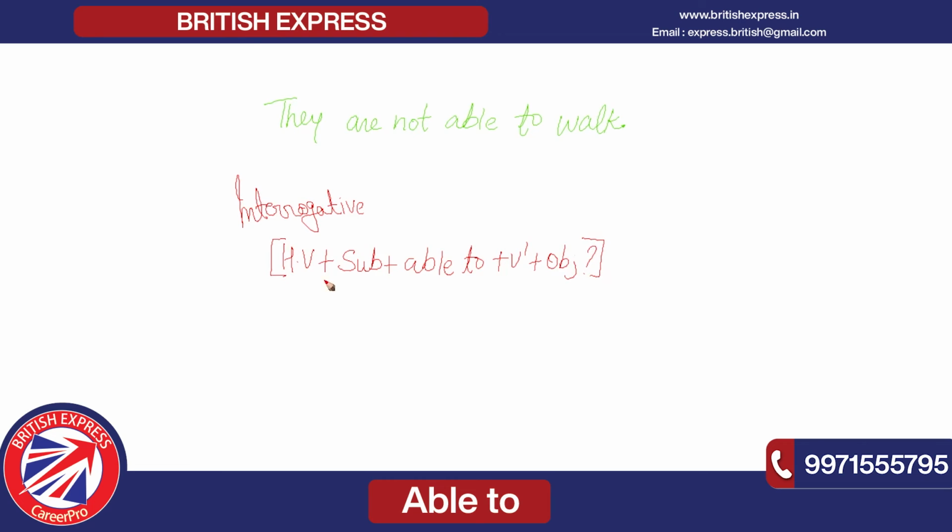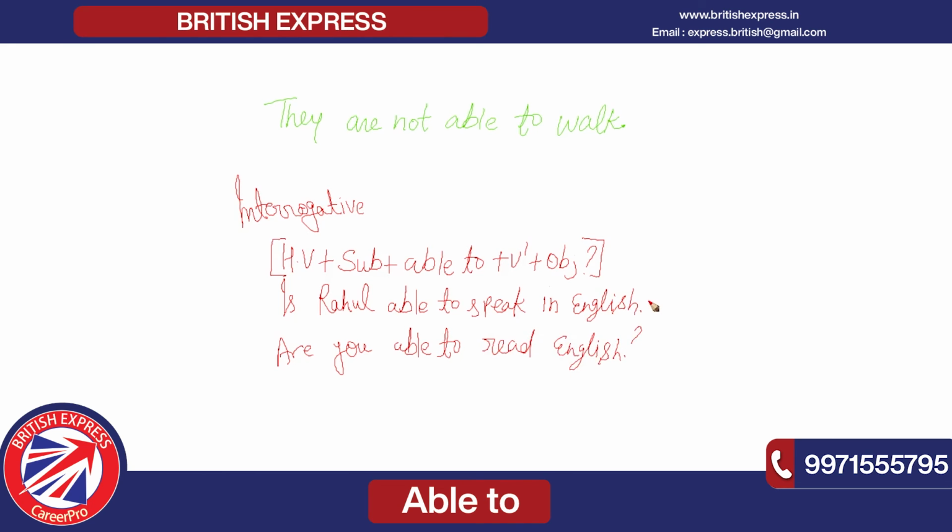Like, I want to know about Rahul's ability, then I can ask, is Rahul able to speak in English? Next, if I want to talk about your abilities, then I can ask, are you able to read English? Got it? And then we have to put a question mark.